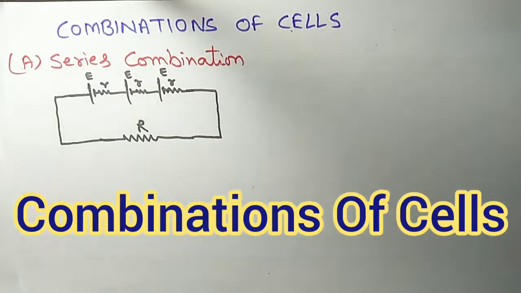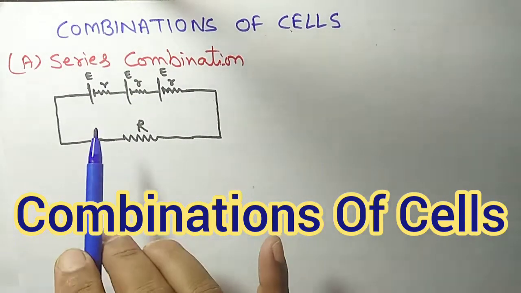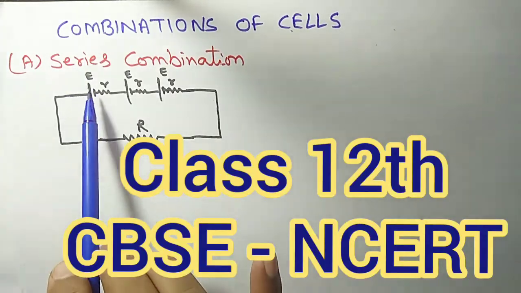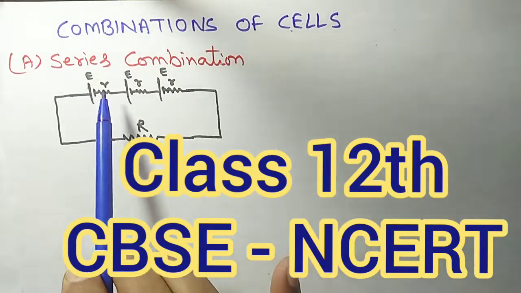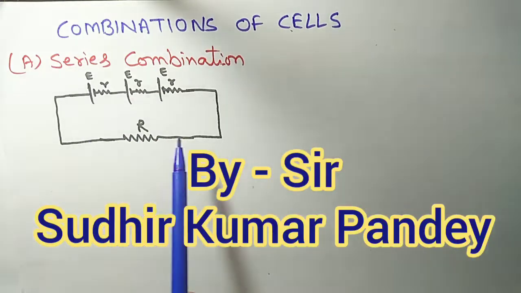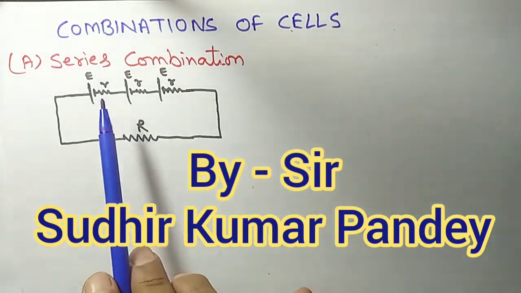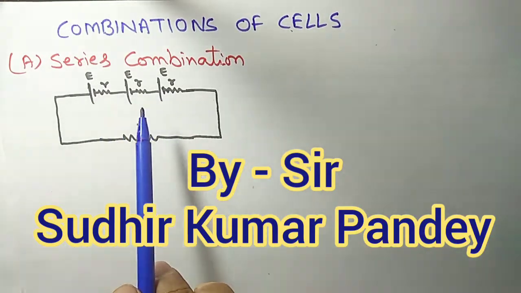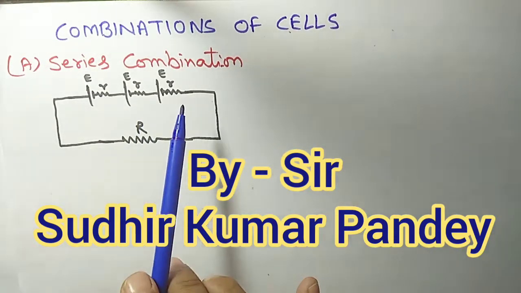Hello students, today's topic is combination of cells. Actually, a single cell provides a very small current in the circuit. For a strong current in the circuit, a number of cells are connected together. So combination of cells is possible in three ways.